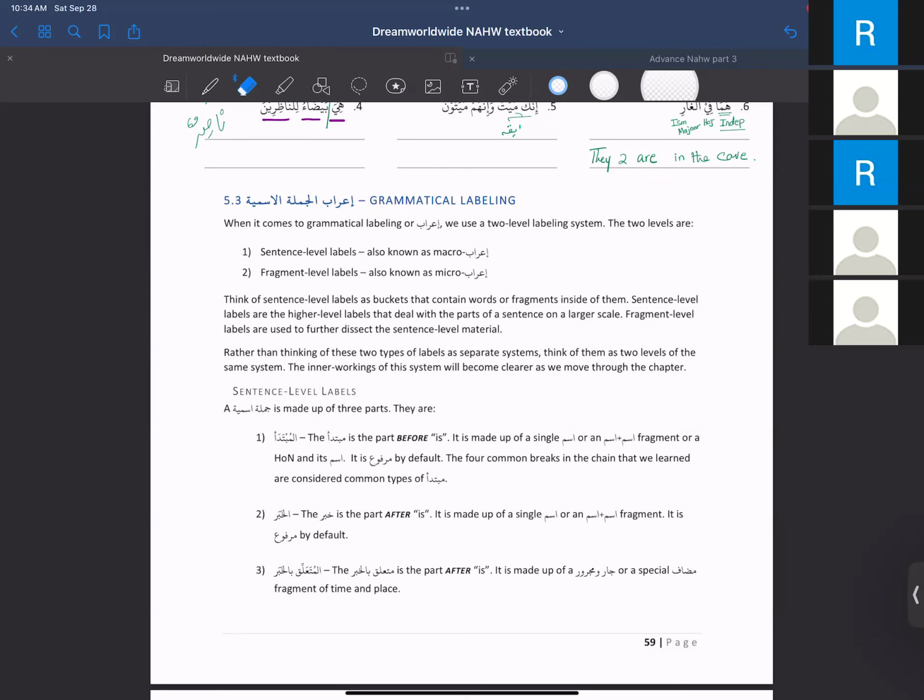And what are the main ingredients of Jumla Ismiya? Three: Mubtada, khabar, and Mutalliq bil khabar. Okay, which one is a must? Mubtada. And what are the other two? Khabar and Mutalliq bil khabar. What is the original order of any jumla ismiya? Mubtada, khabar, and then mutalliq bil khabar. Yes. So first mubtada, and then khabar, and then mutalliq bil khabar.